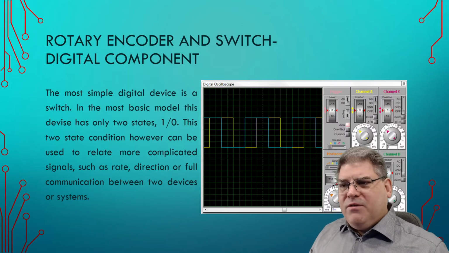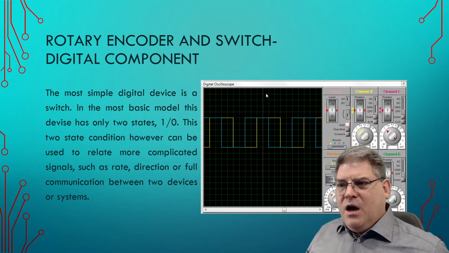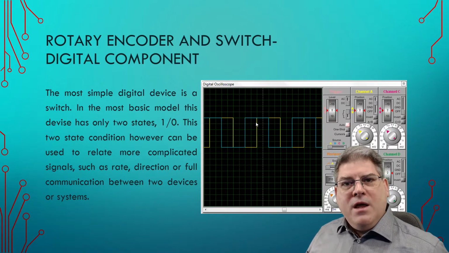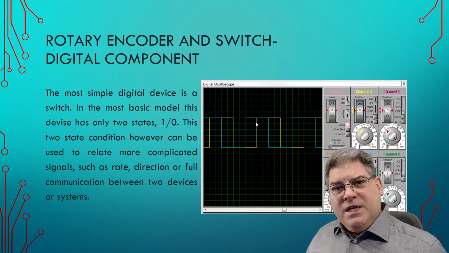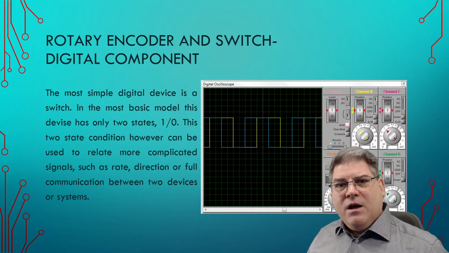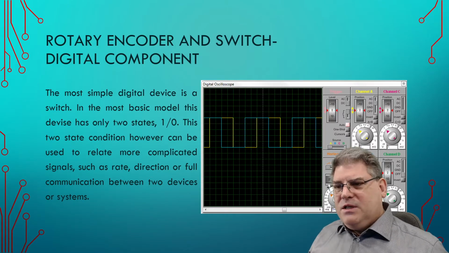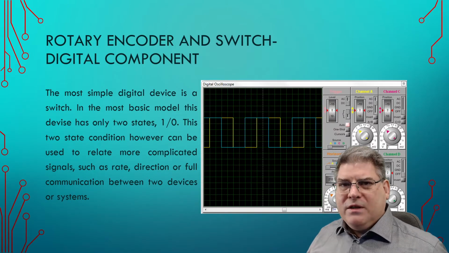And as you can see from this example here, there's a blue line and a yellow line, and depending on which is leading, we can tell whether it's going clockwise or anti-clockwise. And so this seems neat. Why would we want this?